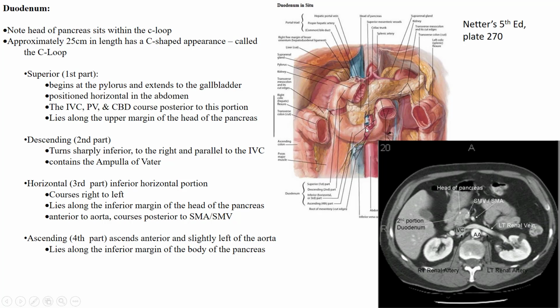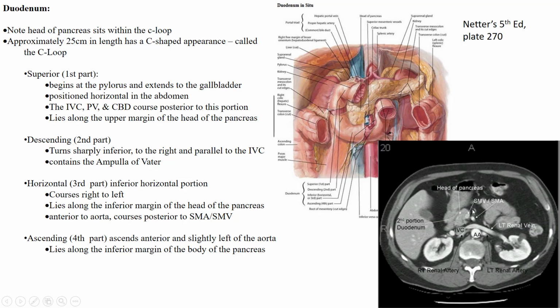And that's why I wanted to show you this image versus some of the other ones that don't show this in such detail. But you can see this third portion of the duodenum here, and then that SMA and SMV anterior to it, and the IVC and the aorta posterior to it. And then after that, you have the ascending and fourth portion of the duodenum. It is slightly to the left of the aorta, and it lies along the inferior portion of the pancreas here. So you've got the inferior portion of the pancreas, and you've got the fourth or ascending portion of the duodenum.